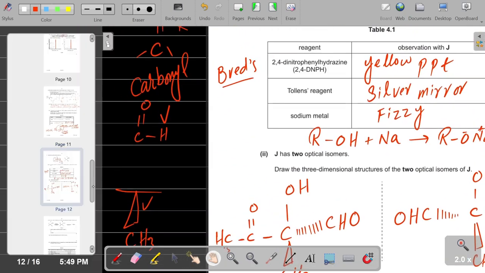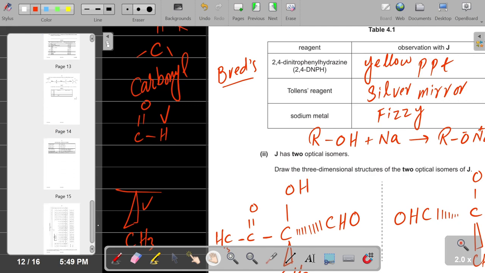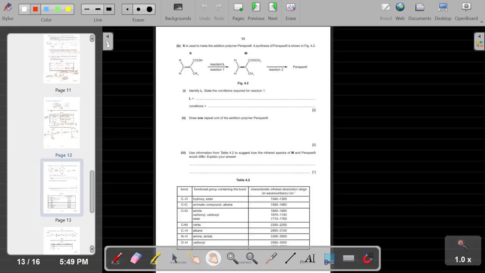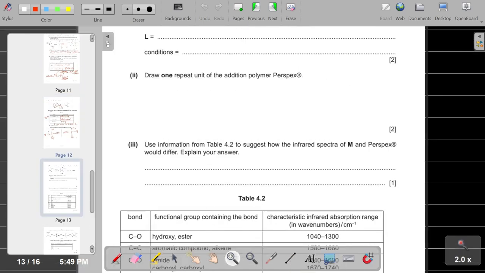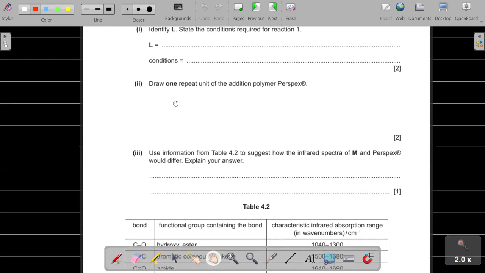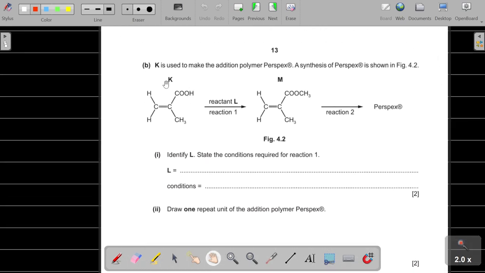So I think it is the last question, or no? One, two, three, four. Oh, we have only three pages left. So we have this next question. K is used to make the addition polymer Perspex. What is Perspex used for? Your car windows, the windscreen of your car. This is not glass. It is actually the polymer Perspex.